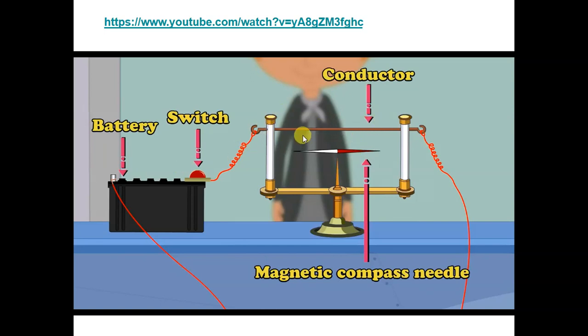See, he just, girls, here connected the wire to the battery. Okay, so current is flowing in this wire, and he brought a compass near to it, and we will see what will happen for the needle of the compass.